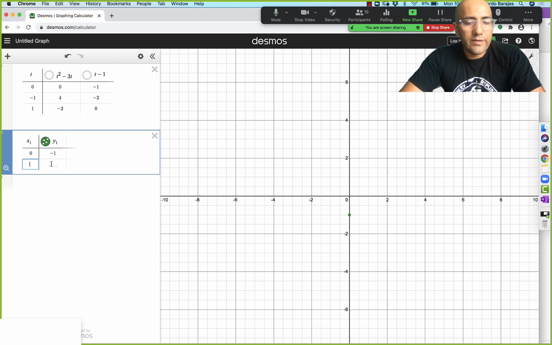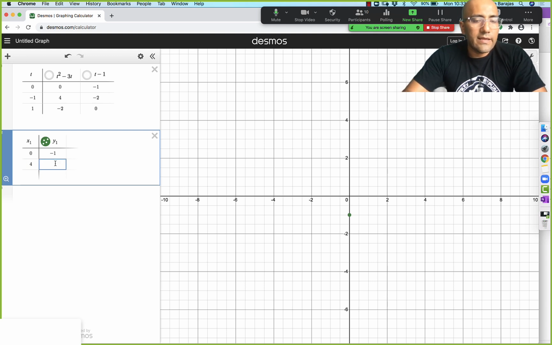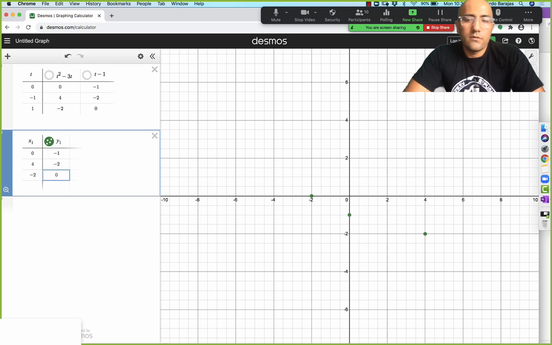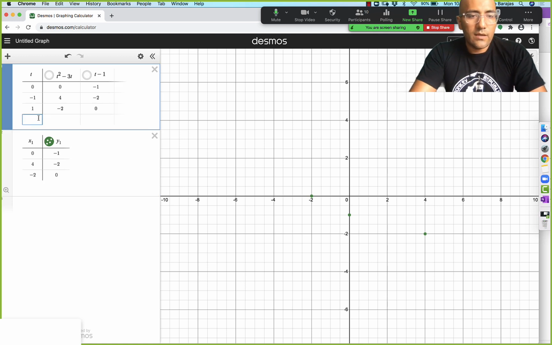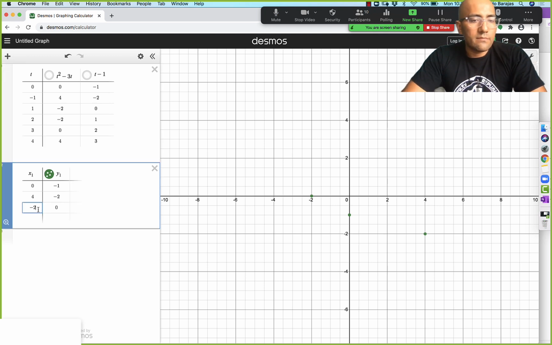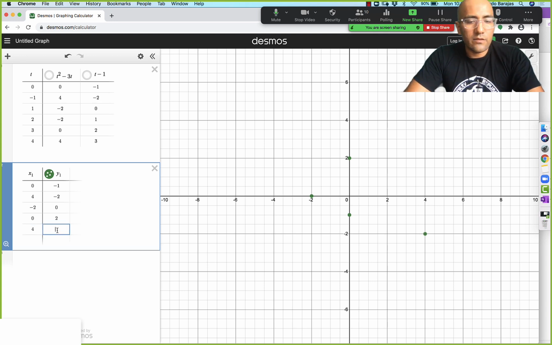Another point on my grid would be 4 and then -2 here. Good. Now I have two points on my grid. What about -2 and 0? Now I have three points on my grid. Got to keep going. How about 2, 3, 4? Then this is (0, 2), another point on my grid. (4, 3) is another point on my grid. Okay, I'm starting to see a bit of a pattern, maybe.